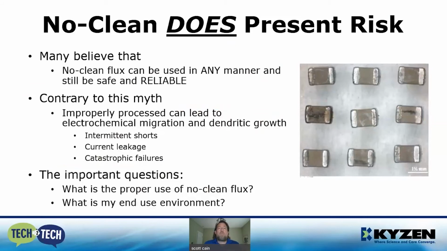So there is a risk with no clean flux. Many believe it's, we'll use it everywhere, it's no problem, it's going to be safe and reliable. And that's not completely true. If it's improperly processed, it can lead to electrochemical migration and dendritic growth, and that's what we're here trying to avoid. The dendritic growth is going to create intermittent shorts, current leakage, and can create catastrophic failures. So we need to make sure that we have everything in line to not have the dendritic growth. So what's the proper use of the no clean flux and the end use environment that we talked about?